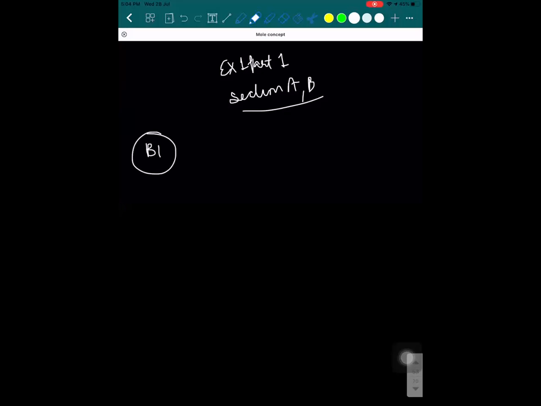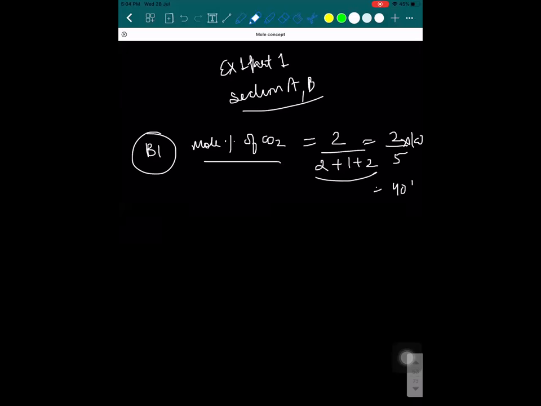In a gaseous mixture, 2 mole of CO2, 1 mole of hydrogen and 2 mole of helium are present. Then you have to calculate the mole percentage of CO2. How much CO2 is there? 2 CO2 is there and the total is how much? 2 plus 1 plus 2. All, so it will be 2 by 5 into 100, 40%.